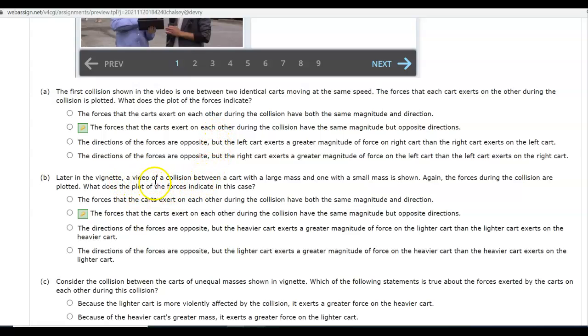So later in the vignette, a video of the collision between the cart with the large mass and the one with the small mass is shown again. The forces during the collision are plotted. What does the plot of the forces indicate? That the forces that the carts exert on each other during the collision have the same magnitude but opposite directions, meaning it's the same force, just in opposite directions.